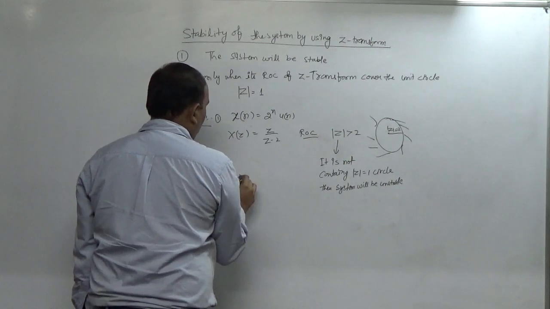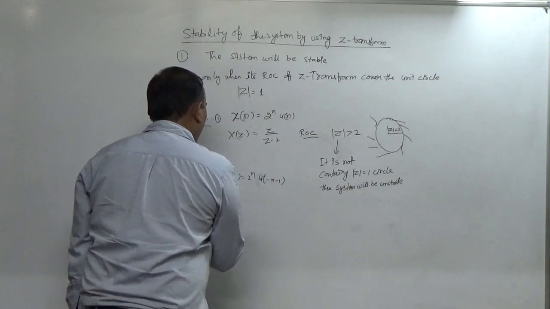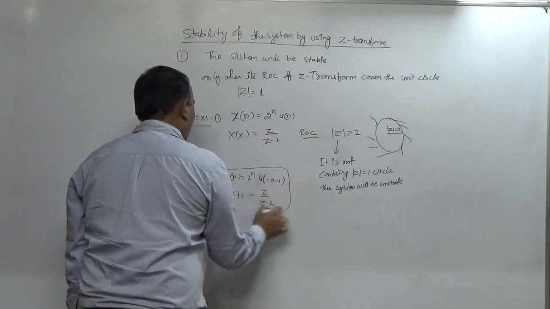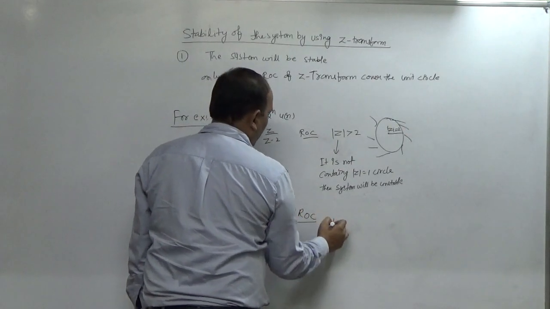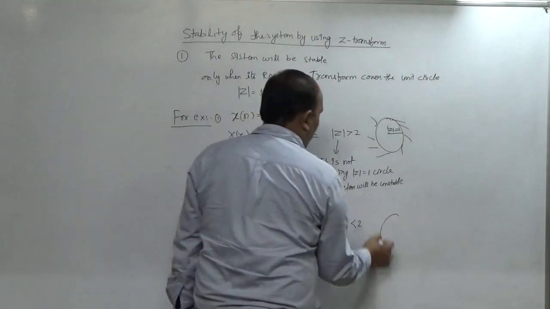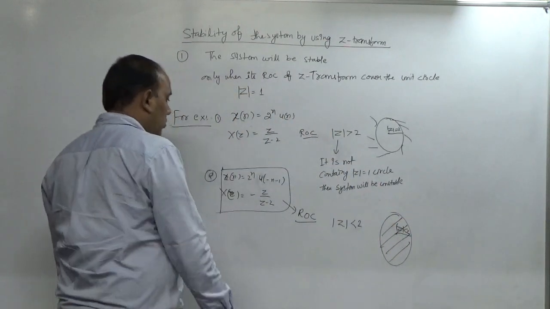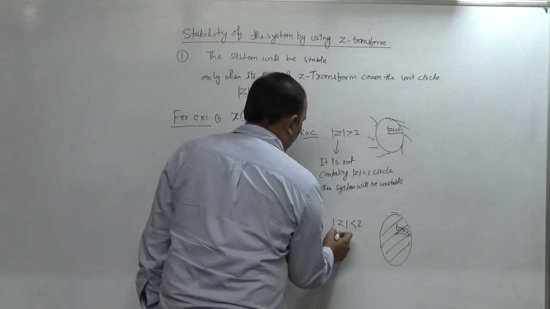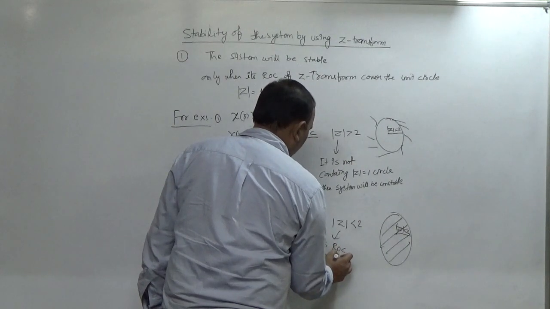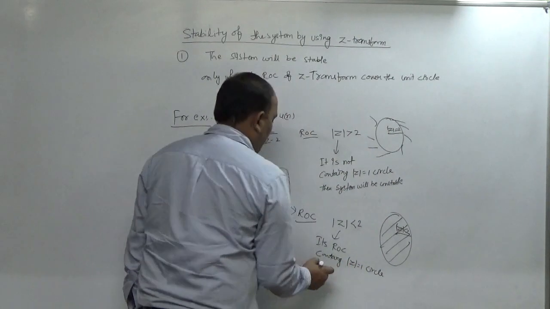Second case, x[n] equals 2 to the power n u[minus n minus 1]. In this case, X(Z) equals minus Z upon Z minus 2, and the ROC will be mod of Z less than 2. So the ROC will be lesser than 2, inside of the circle. Its ROC contains the mod of Z equals 1 circle, so the system will be stable.